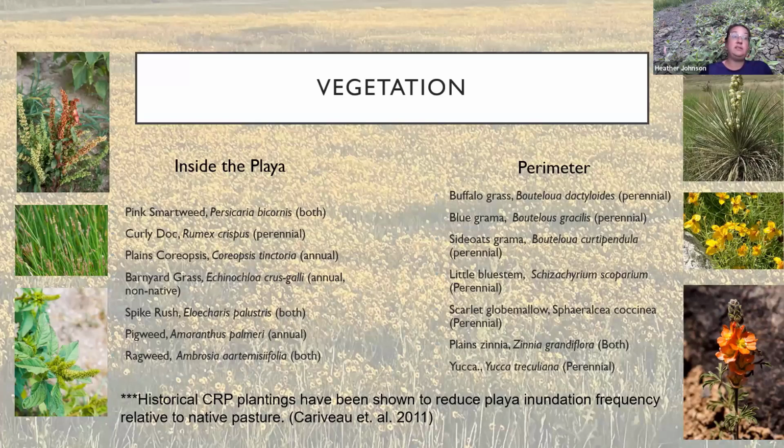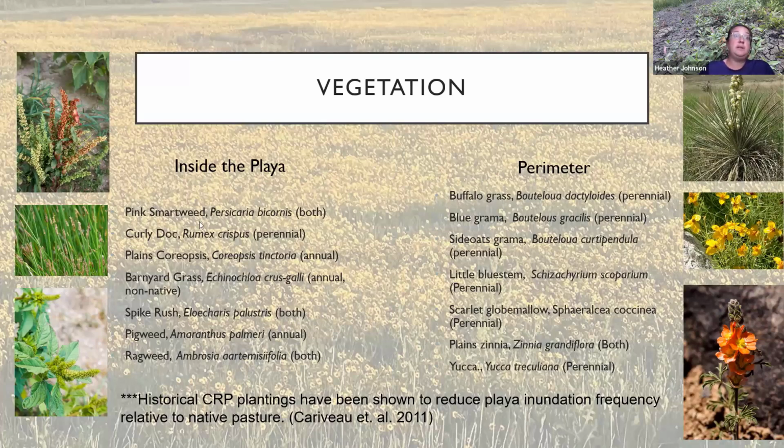Spike rush, I see a lot of spike rush. Actually, I had one producer tell me it grows his cows really good. I don't know how true that is, but he really likes it. So I see a lot of spike rush. And a little bit drier, you see a lot of pigweed and ragweed. And then again, there's a plethora of other species.